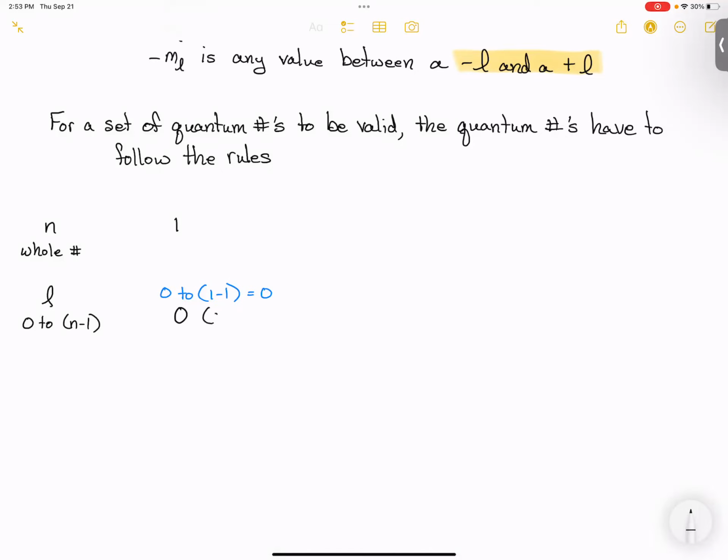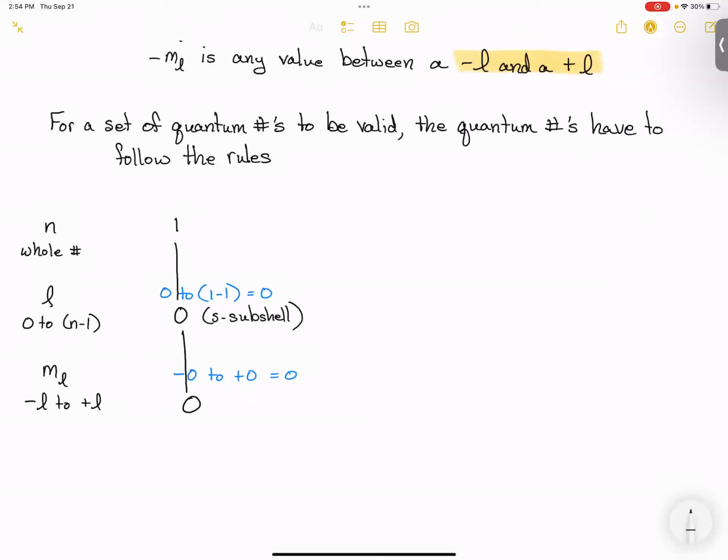Then we move on to M sub L. M sub L can be anything from a negative L to a plus L. Well, if we think about this mathematically, that means it can be negative 0 to plus 0, or in other words, our only option is 0. So in the first shell, you have an S subshell, and there is only one of those.